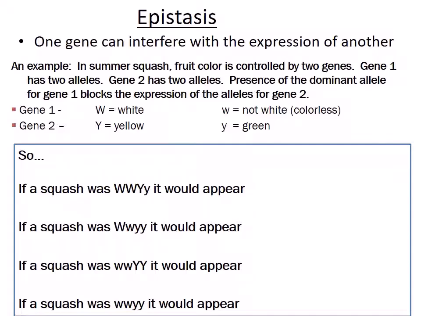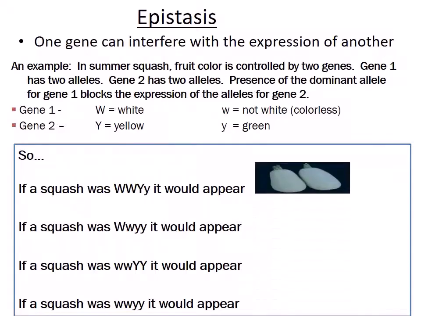So if we have a squash that's big W, big Y, little y, what would it appear to look like? So gene 1 has big W's, so that means it's going to be white, and it doesn't matter what gene 2 says because the white is blocking the expression of either yellow or green.